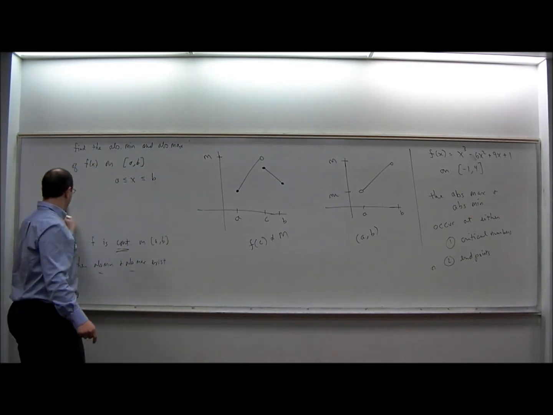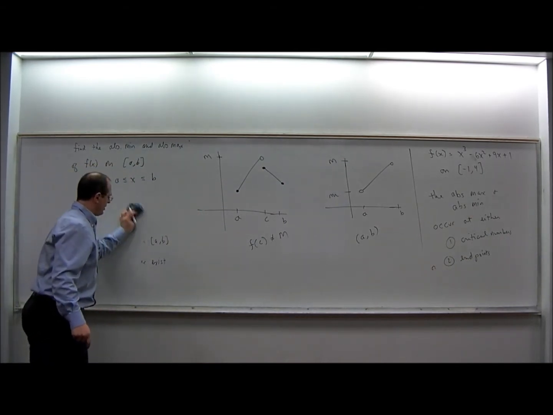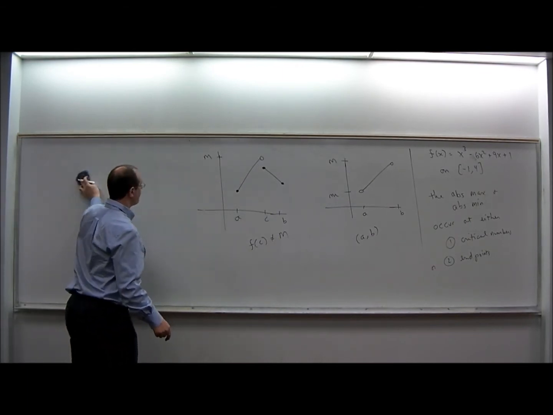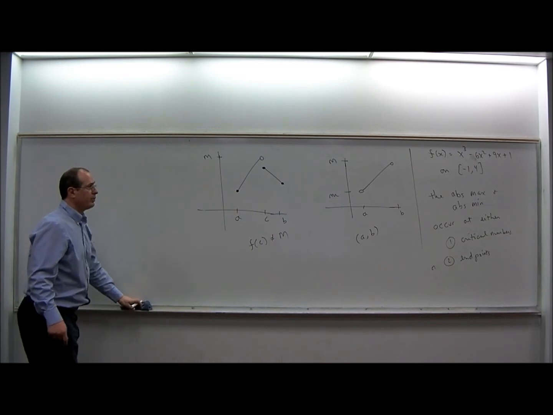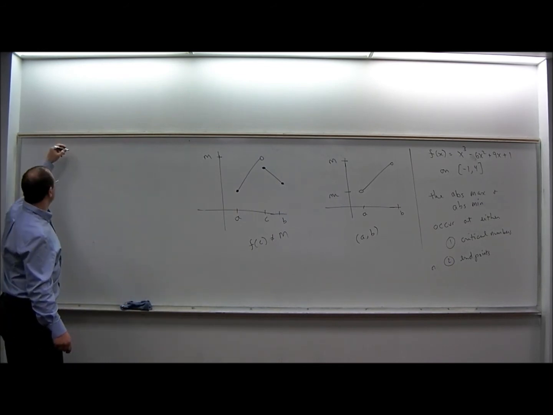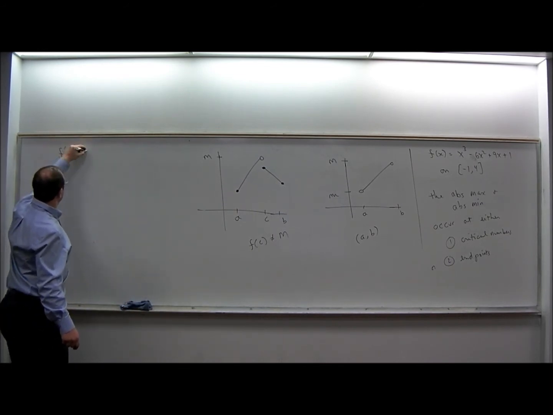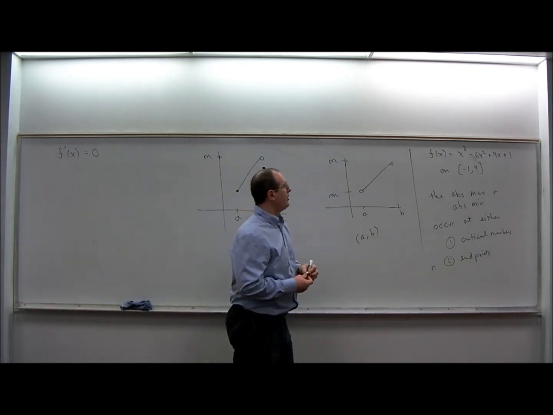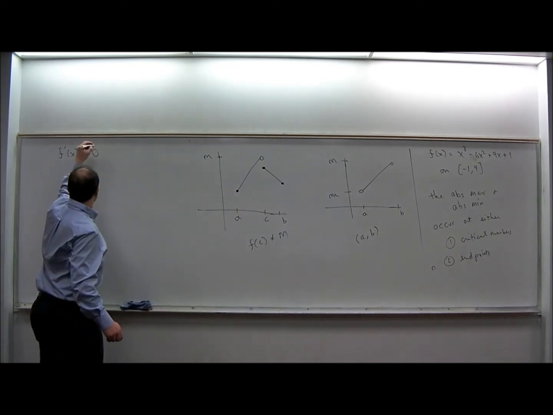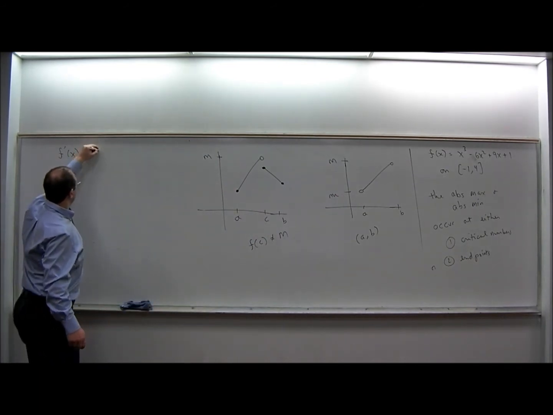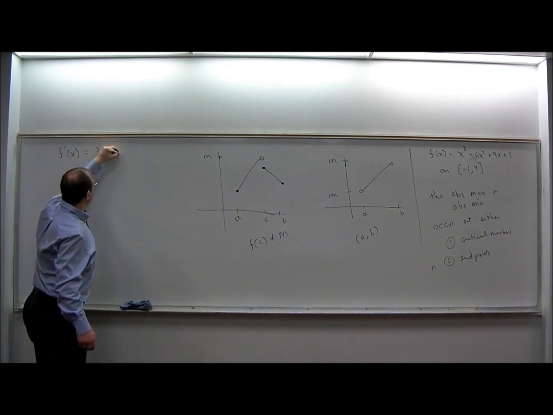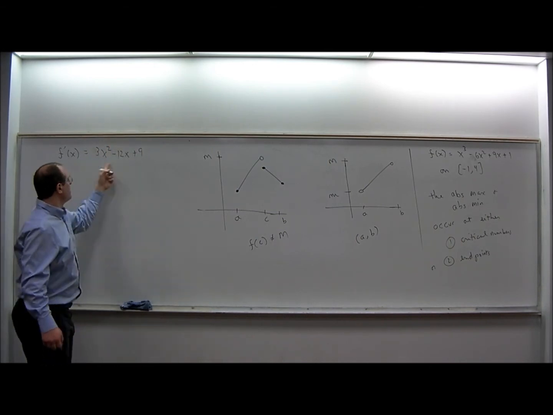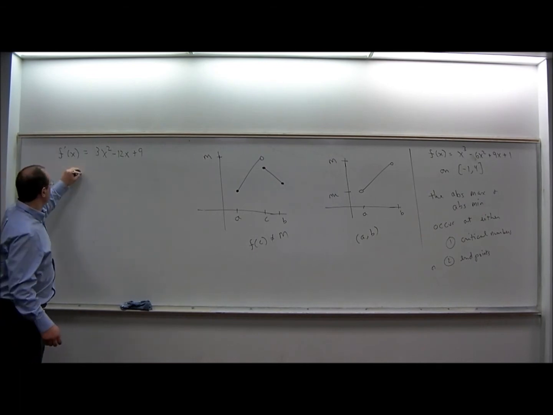The example's already there. Let's figure out where the max and the min occur. So we have to find the critical numbers. What are the critical numbers for this function? This function is defined for all x. The derivative of the function is 3x squared minus 12x plus 9, which exists for all x.